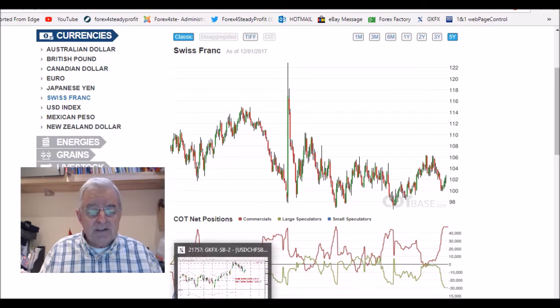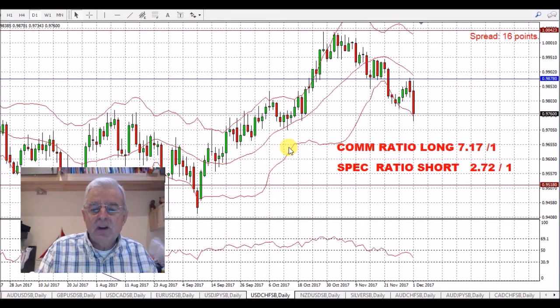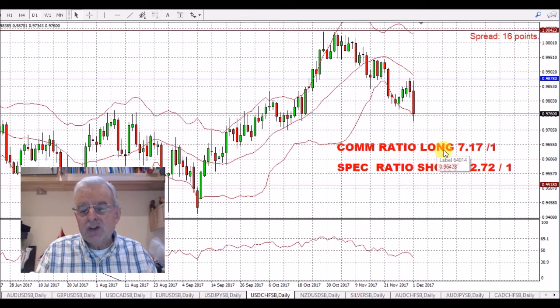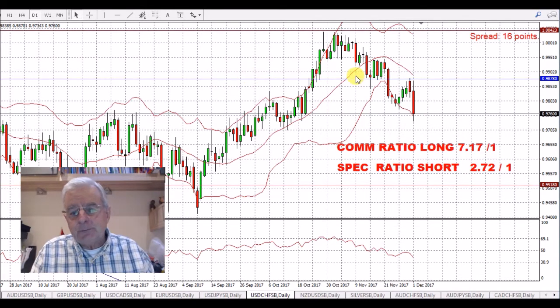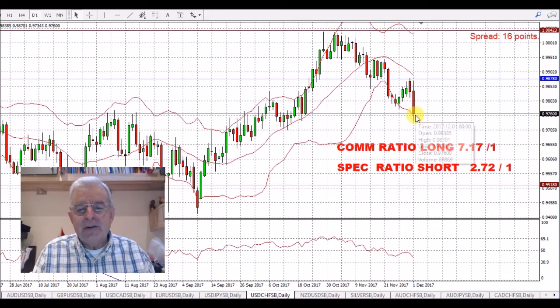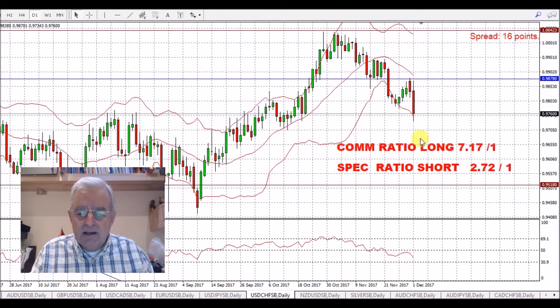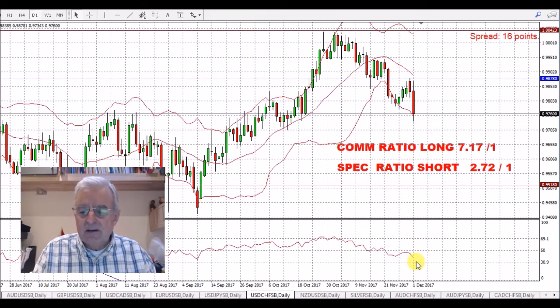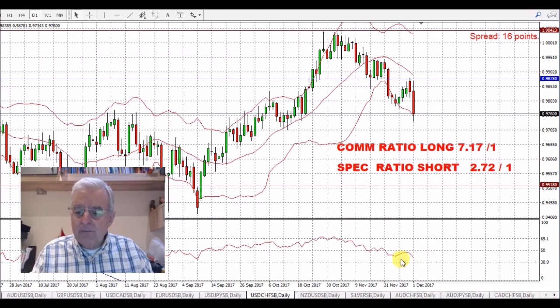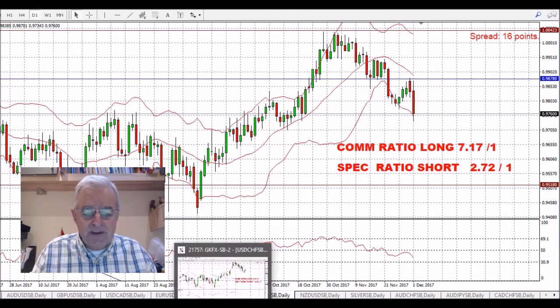We'll see the chart. So here we have the Swiss franc. We've got a commercials ratio long of 7.17 to 1, slightly reduced from last week. We got this nice big candle down on Friday, basically because of the weakness in the dollar. And we'll see where that goes, but we will be short this on the crosses. I'm not actually trading it at the moment against the dollar. We're well below the 50 on the RSI, and we're pointing nicely down. So we'll see where that goes.